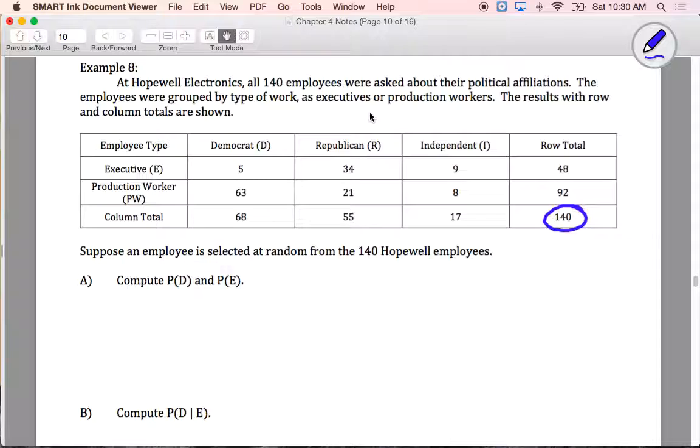Now if I want the probability of D, so the probability of being a Democrat, you've got to find the total number of Democrats, put that over the total number of people. And then make sure you simplify your fractions. All of your fractions should be simplified as you go through these.